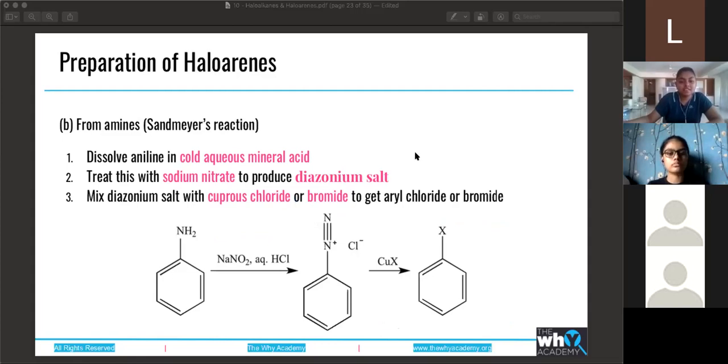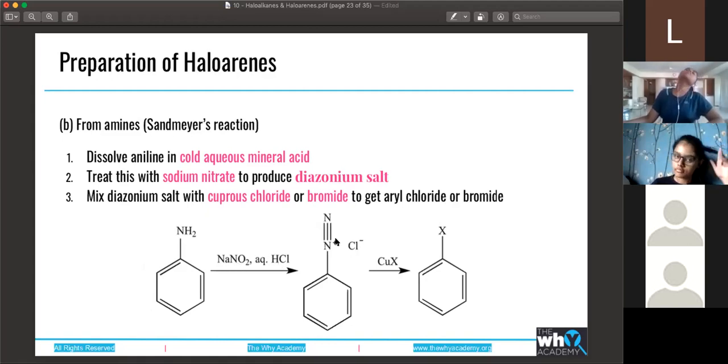Ma'am, I forgot the name of the first salt already. Which one? Here, only in this. This is aniline, Sandmeyer's first one. Dissolve aniline in a cold aqueous mineral acid. You take aniline, dissolve it in cold aqueous, for example, HCl. You treat this with sodium nitrite, you get diazonium salt. Then the final step, treat the diazonium salt to get your chloride or bromide.